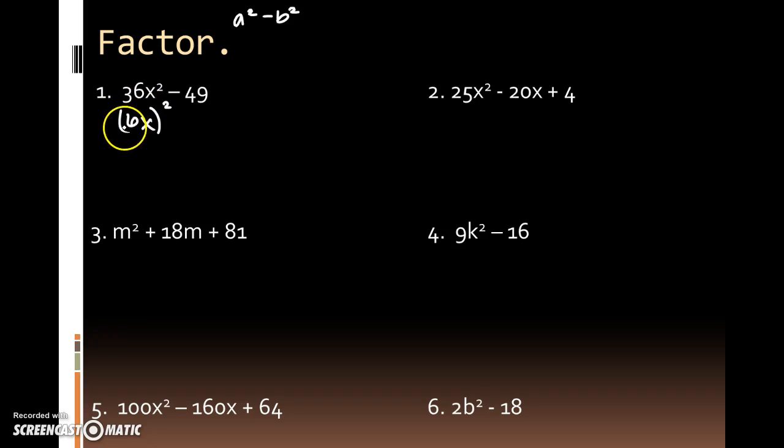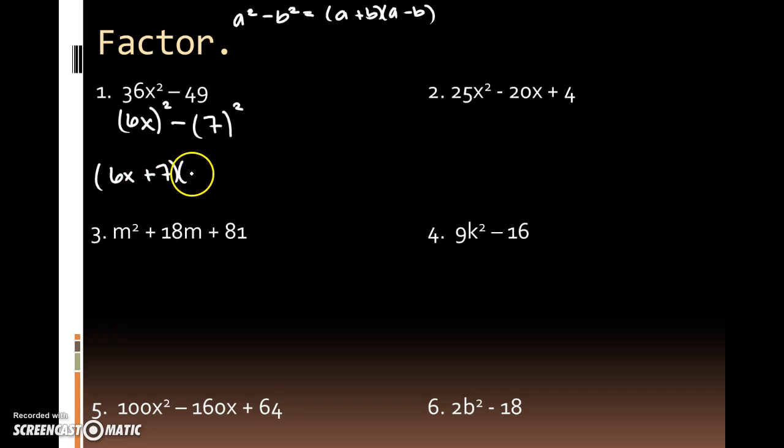6x squared gives me that. And then what squared gives me 49? If you said 7, even if you just said it in your head, you're correct. So it looks like now I have my a and my b. So what was this equal to? This was equal to a plus b times a minus b. So my a was 6x plus b, 7, times a, 6x, minus b.